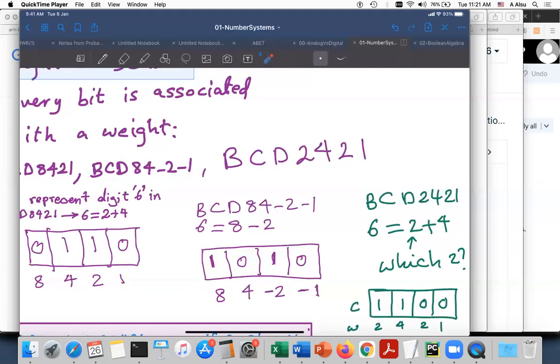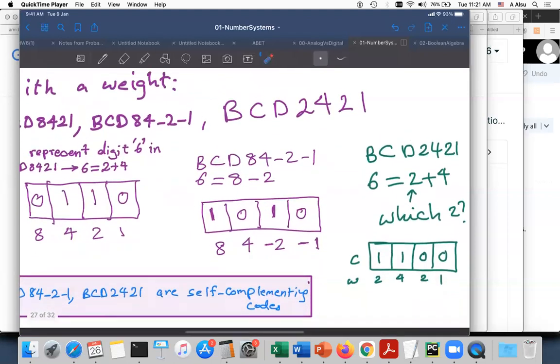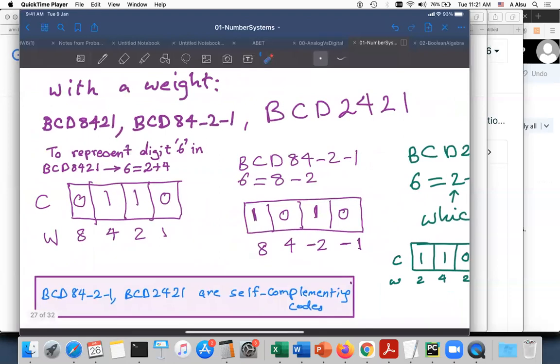Now one more piece of information before we move on is that these two codes have the nice feature that they are self-complementing codes. So if you switch these bits, the 1 to 0 and the 0 to 1, or take the complement of them, this becomes what? 0, 1, 0, 1. And this corresponds to what number?